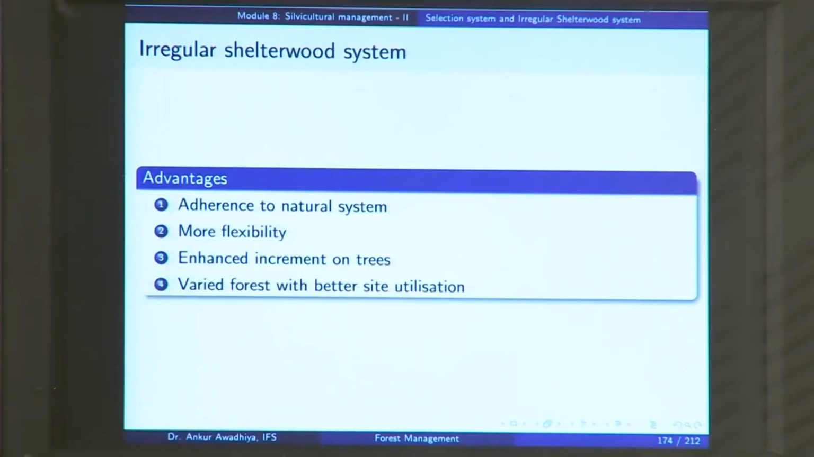The forest now is varied because in certain areas you have an even aged forest, in those areas where you are using a Shelterwood system. In those areas where you are using a selection system, you are having an uneven aged forest, and so combining both of these together is giving you a varied nature of the forest and there is a better site utilization.